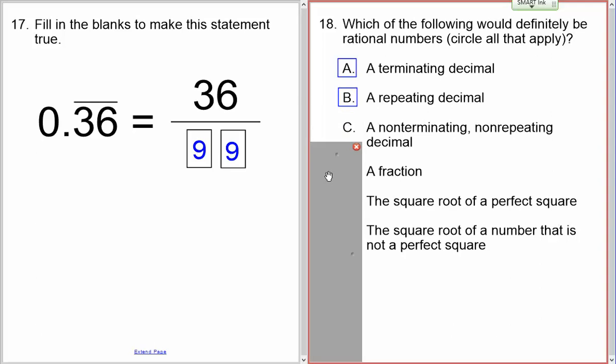Okay. Now, the reason that terminating and repeating decimals are rational is that they can be written as fractions. So any number that can be written as a fraction will turn out to be terminating or repeating. That makes it rational. The square root of a perfect square is also rational. We saw that in this quiz. Square root of 36 is 6. Square root of 25 is 5. 36 and 25 are perfect squares. But the square root of a number that is not a perfect square will be irrational.